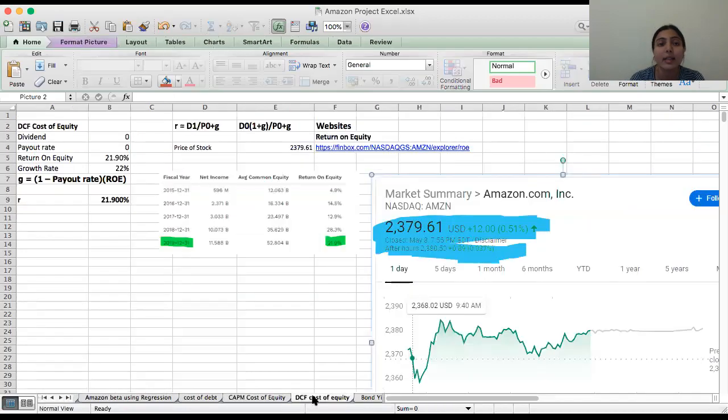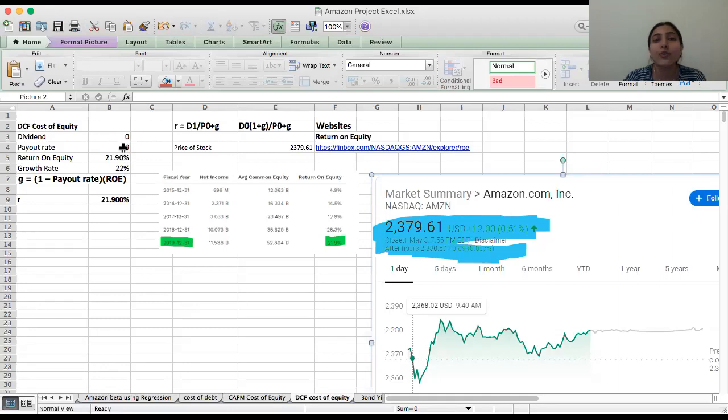The second method is DCF cost of equity. In DCF, we need the dividend, the current price of the stock of the particular company, and third, the growth rate. In the case of Amazon, I searched in all the websites. I did not find the dividend because they said Amazon has not paid dividends in years. So my dividend is zero, and since my dividend is zero, my payout rate is also zero, which I've shown here.